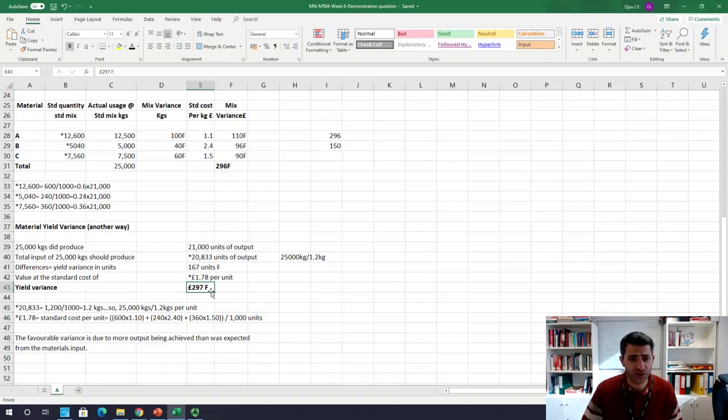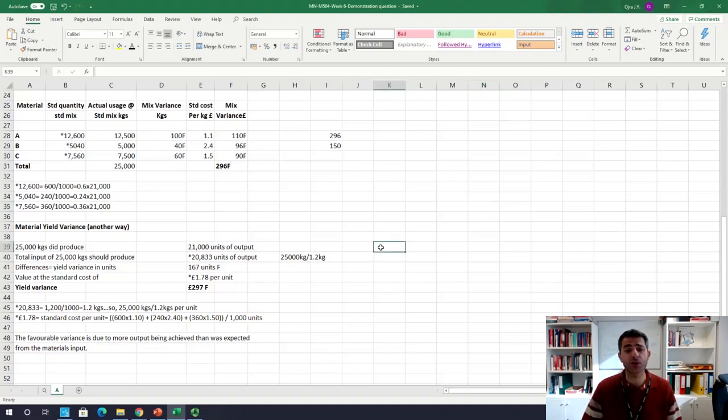As you see, there is 1 pound difference between the 2 methods, but it doesn't matter. It shouldn't be 100% the same, I would say, because of the decimals here. That's why you have 1 pound difference. So this is another method. But as you see here, the favorable variance is due to more output being achieved than we expected from the materials input, and that's good news.